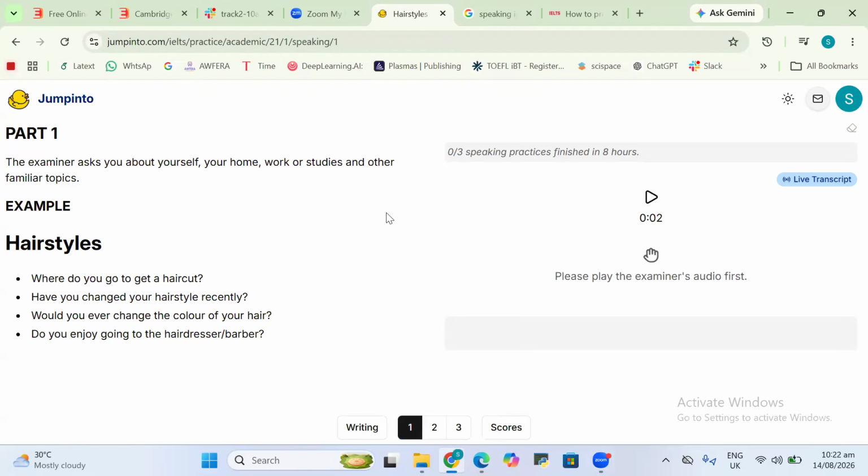Am I audible? Yes, sir, now you are audible. Okay, I usually go to my nearest city for my haircut because I am living in a village, and in the village there are limited facilities, including haircut. So I go to my nearest city to get my haircut, and it usually takes about 5 to 10 minutes on motorbike.